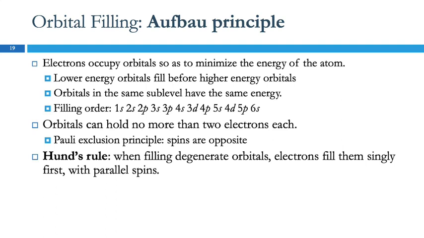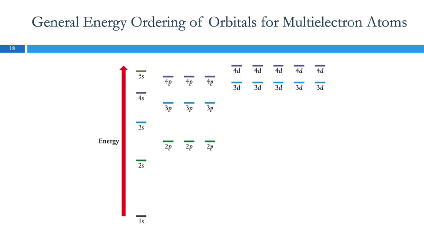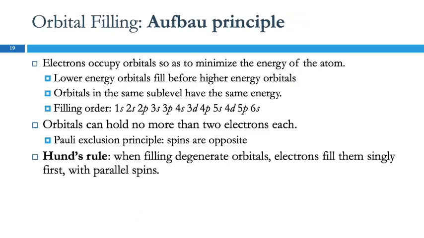The orbitals in the same sublevel, which would be like these guys. So there's 3 p orbitals in the 3p sublevel. These are all the same energy, but these are not the same energy as that one. So the electrons are going to fill in from lowest to highest energy. This is the filling order, but again, we don't need to memorize that.